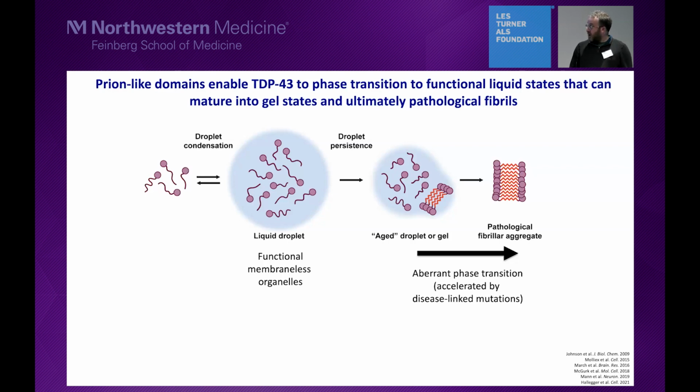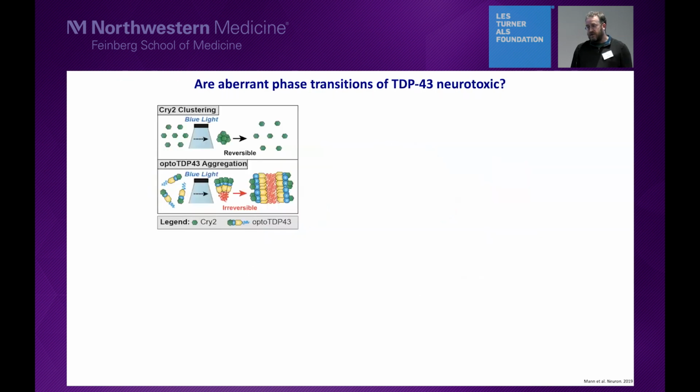So one question we had is, is this aberrant phase transition of TDP-43 really neurotoxic? And so to get at that question without having to massively overexpress TDP-43, we collaborated with Chris Donnelly's lab at the University of Pittsburgh. And Chris had taken a very clever approach to tag TDP-43 with this Cry2 protein tag. That is a protein that originates from plants and clusters in response to blue light. So if you shine blue light on this protein, it will oligomerize. And if you take the blue light away, it will then disperse.